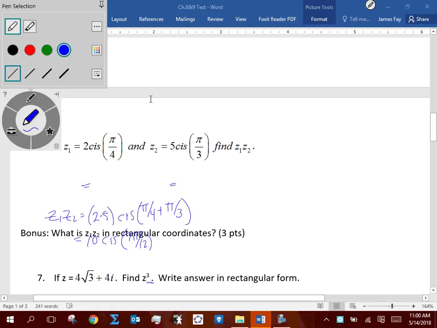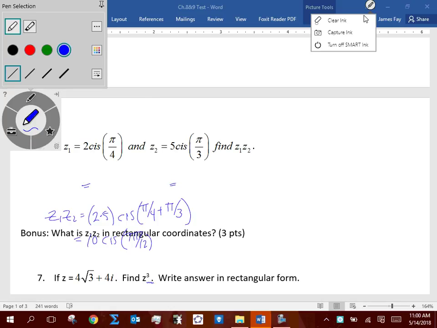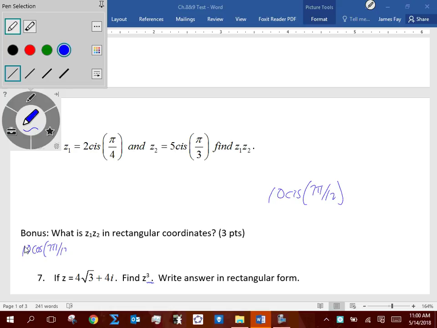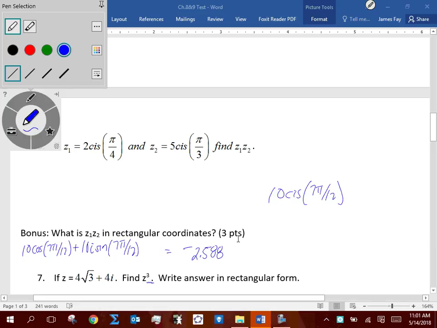The next part, I didn't do all or none here. I gave points based on a couple things for this question. When I evaluate, what this means here is 10 cosine of 7pi/12 plus 10 I sine of 7pi/12. All I wanted you to do is grab your calculator and type that in, and that's going to give you -2.588 plus 9.659 I. Now I gave 3 points if you had that.